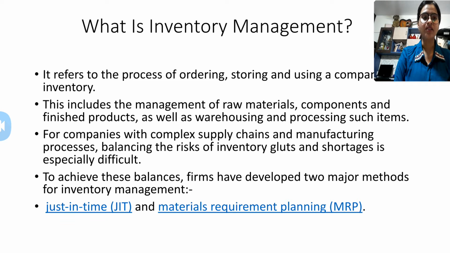So what exactly does that mean? A company having a large number of SKUs, for example Amazon, has a huge list of SKUs which have to be supplied to the customer. Managing the inventory of such a huge list of SKUs is really very difficult. It is not that easy that you sit and review the items and get the inventory management done. To achieve this balance, firms have developed two major methods of inventory management called JIT and MRP. JIT means the just in time method and MRP means materials requirement planning.